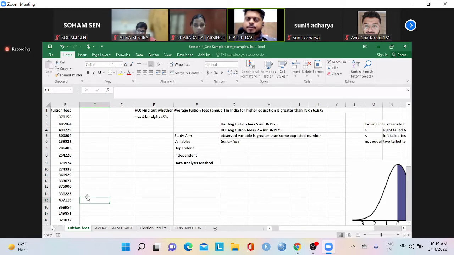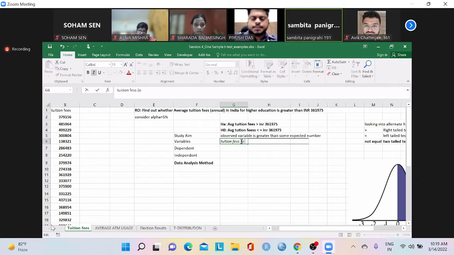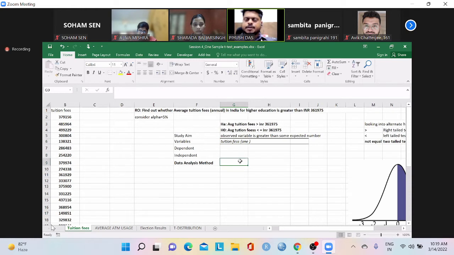So look, how many variables do you have? The variable is tuition fees. Exactly, so you have only one variable. So you do not have anything dependent or independent here. Dependent and independent will come when you have multiple variables. I am only studying one variable here, so this is a univariate study. So you write here: not applicable.